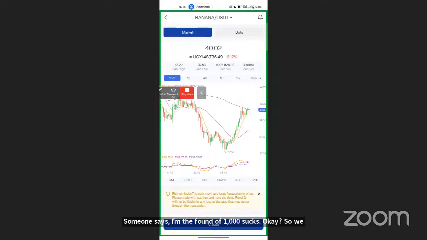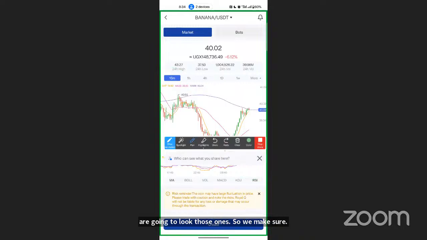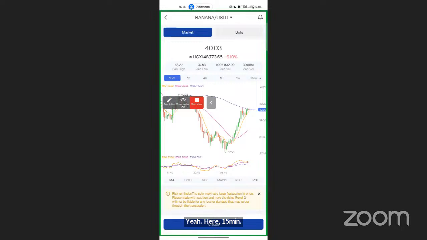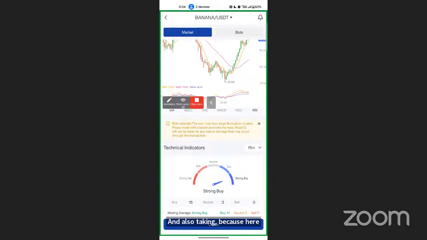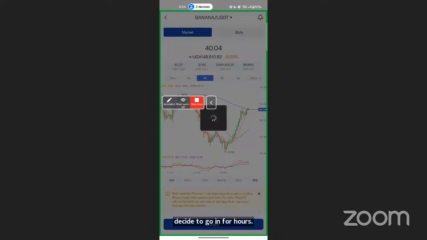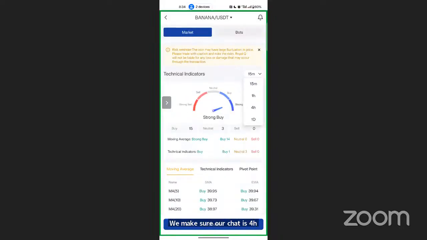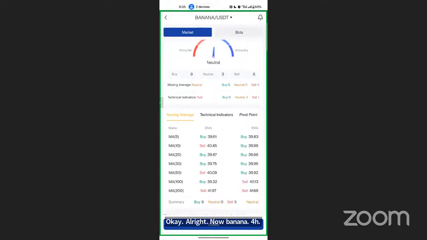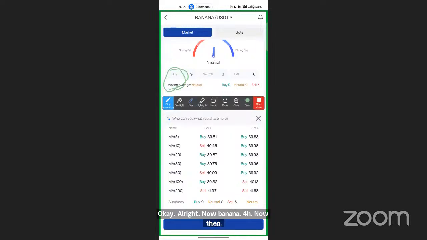So we make sure that we are here at 15 minutes, and also on technicals here we are at 15 minutes. If we decide to go in 4 hours, we make sure our chart is 4 hours there and also 4 hours here. Is it clear? Give me a yes if that is clear. You make sure you maintain the same timeframe so that you can be able to understand. Now, banana, 4 hours.